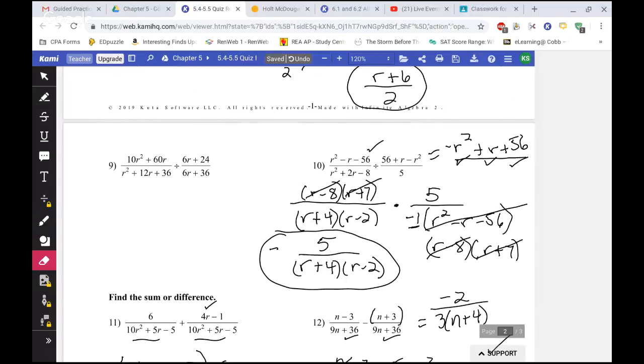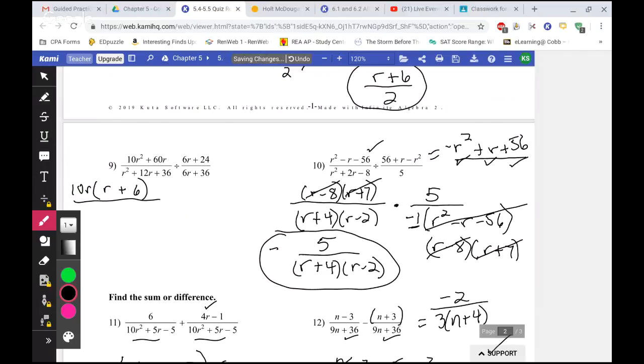So I'm going to go ahead while I'm rewriting. I'm going to factor out what I can. So I rewrite the first. And it looks like I can factor out a 10r at the top. And 10r into 10r squared is just going to leave an r, plus, and then 10r into 60r is going to leave a 6.